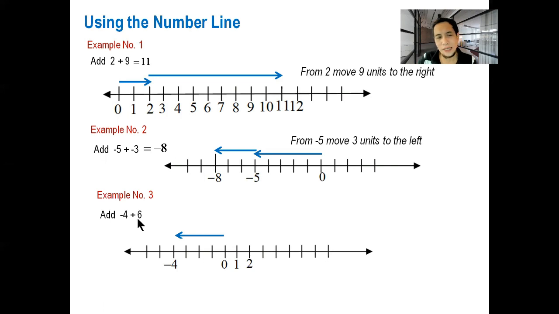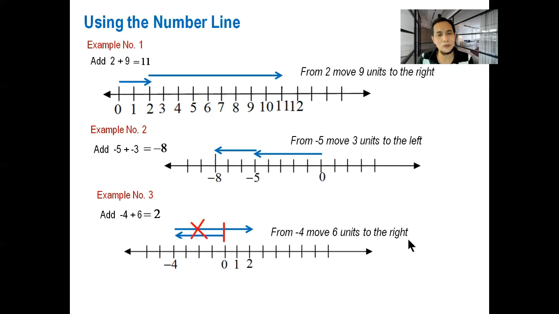From negative 4, move 6 units to the right because 6 is positive. So meaning it is positive going to the right, it is negative going to the left. From negative 4, 1, 2, 3, 4, 5, 6. So it terminates at 2. So meaning the answer for this is positive 2.